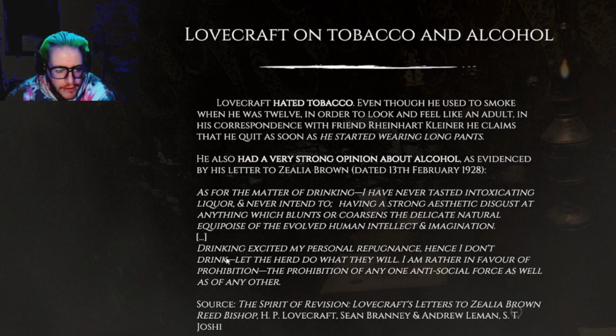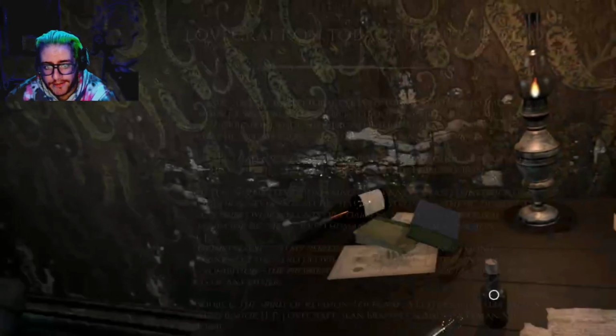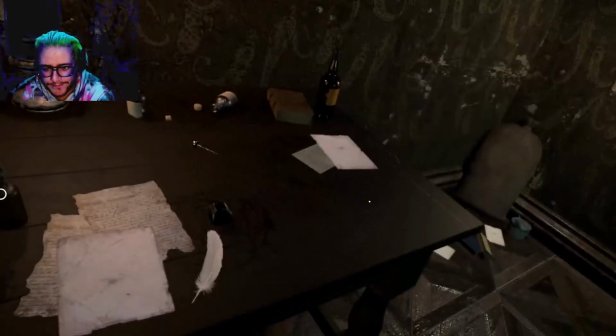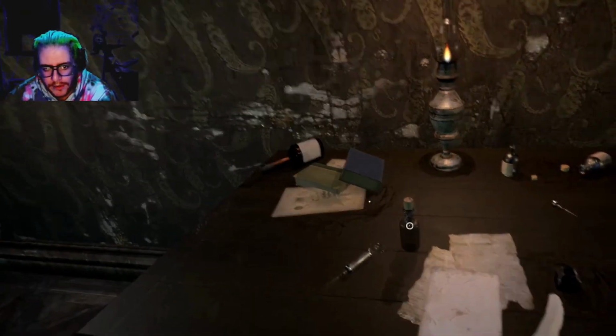Okay, some pompous talk. Drinking excited my personal repugnance, hence I don't drink. Let the herd do what they will. I am rather in favor of prohibition, the prohibition of any antisocial force, as well as of any other. Well, my man, he was straight edge. But he did smoke when he was 12.